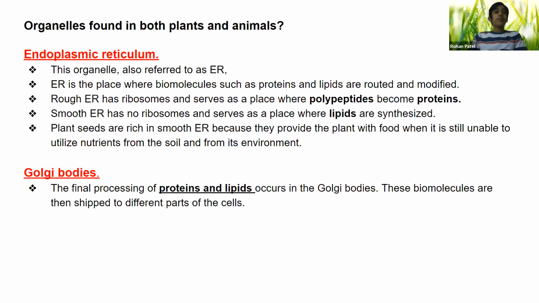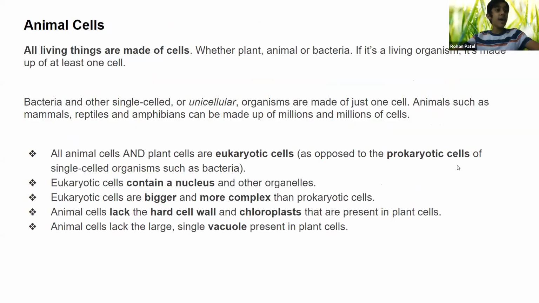Then we have our Golgi apparatus and Golgi bodies. The final processing of proteins and lipids occurs in the Golgi bodies. The biomolecules are then shipped to different parts of the cell. And we have our animal cells.